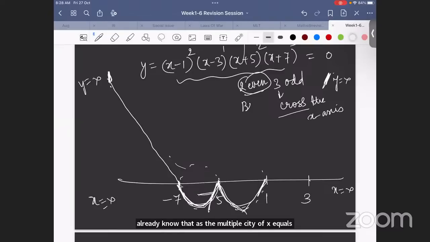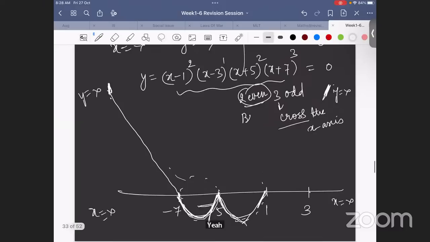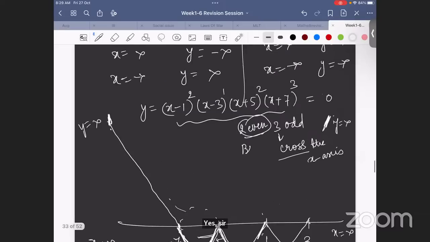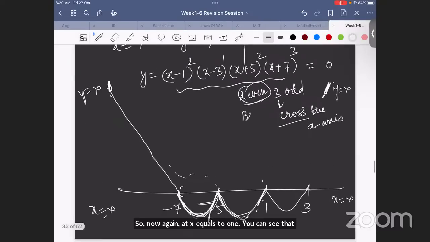Now again at x equals 1, what is the multiplicity? 2. Is that even or odd? Even, and it bounces back. It will go something like this, right? And then at x equals 3, what is the multiplicity? 1, so it will cross, right? So it should have gone like this, and it will go to infinity.